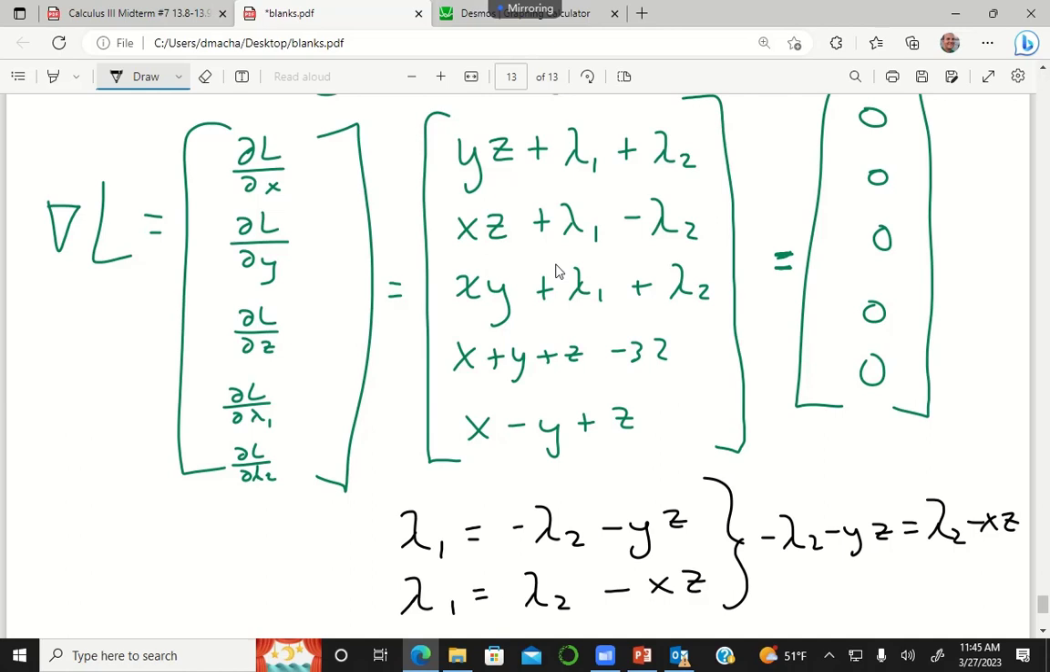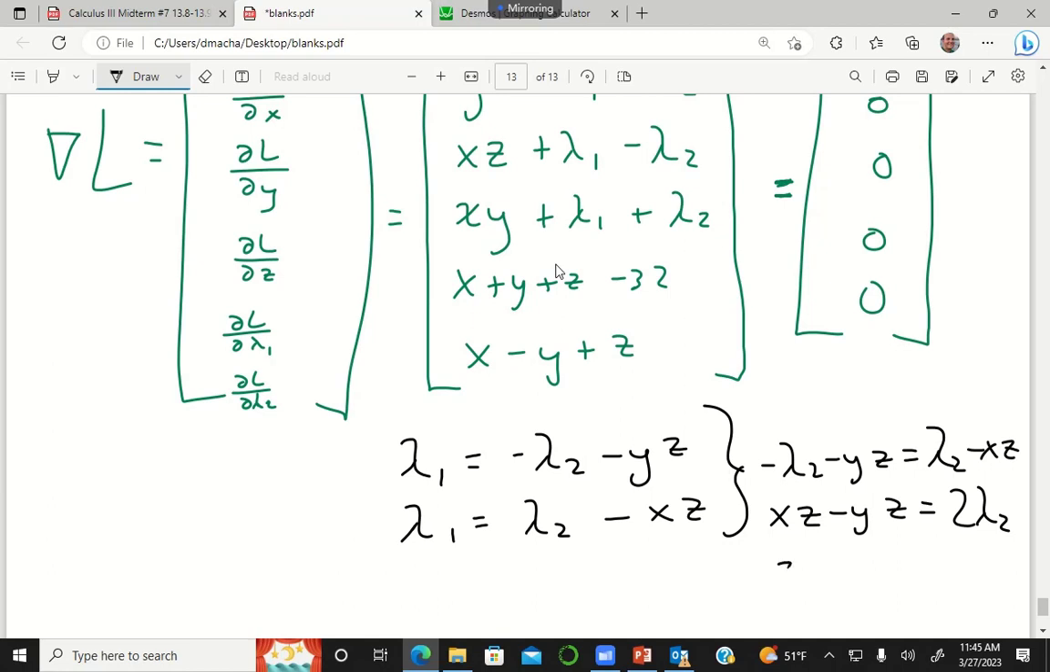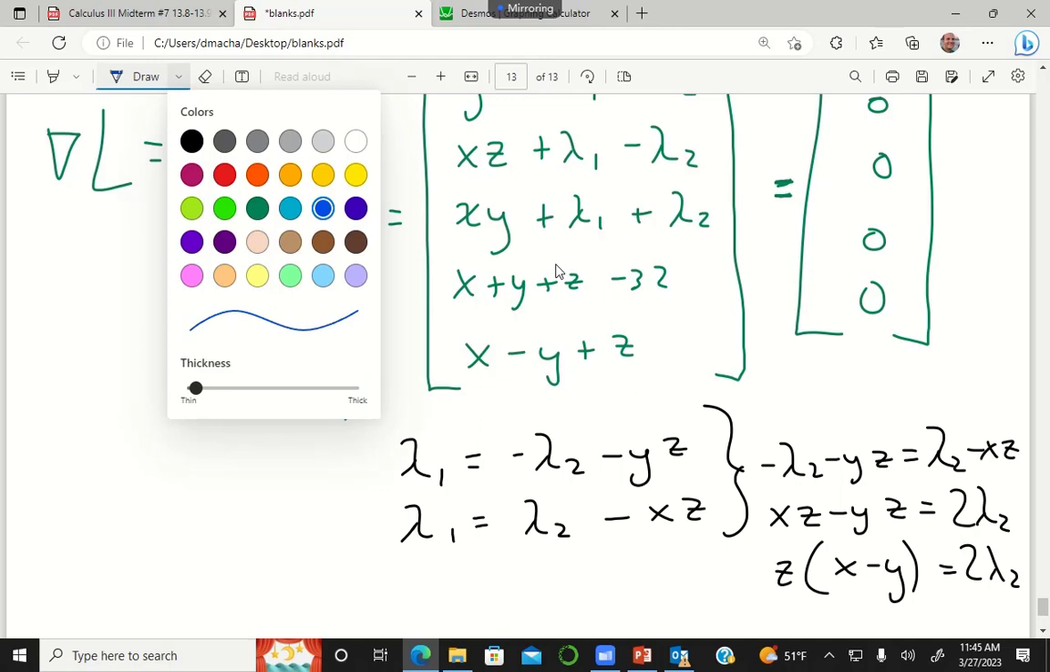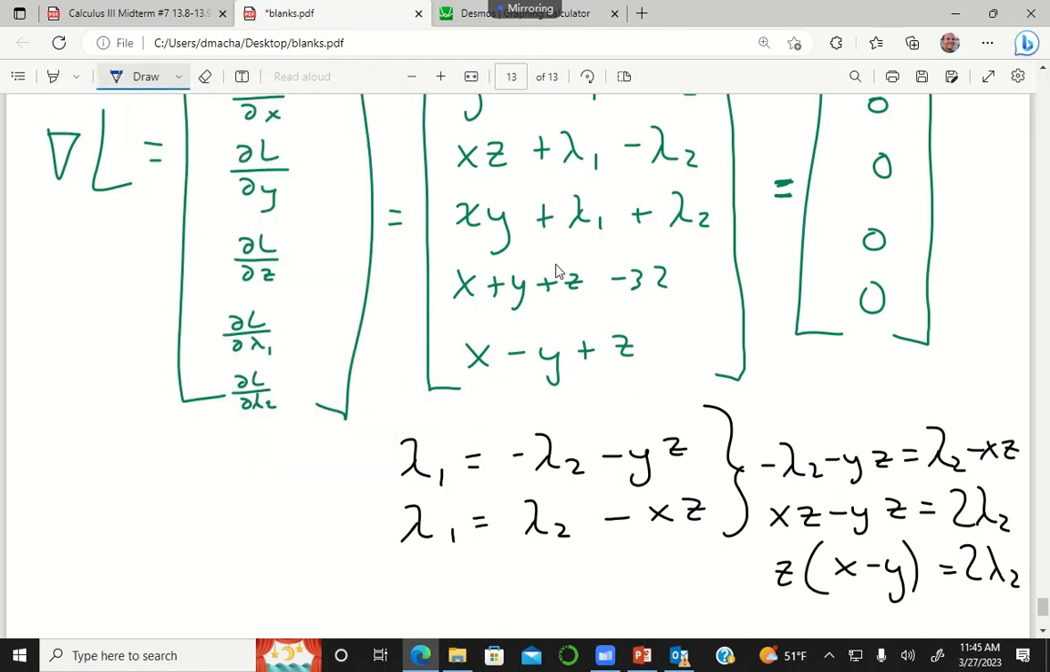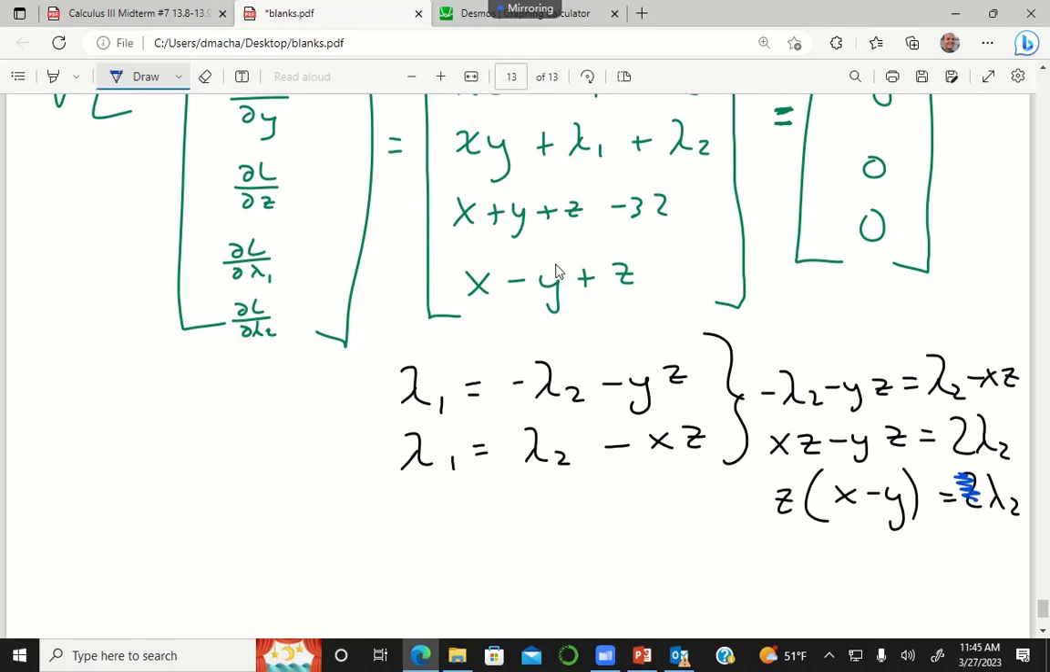I could write xz minus yz equals 2 lambda 2. And so I could factor out a z and write z times (x minus y) equals 2 lambda 2. And that doesn't immediately solve for anything yet, but it's kind of a convenient way to rearrange things. In fact, I could take the 2 to the other side, and now I have a formula for lambda 2. I've got a formula for lambda 1. I've got a formula for lambda 2. Those things might come in handy eventually.